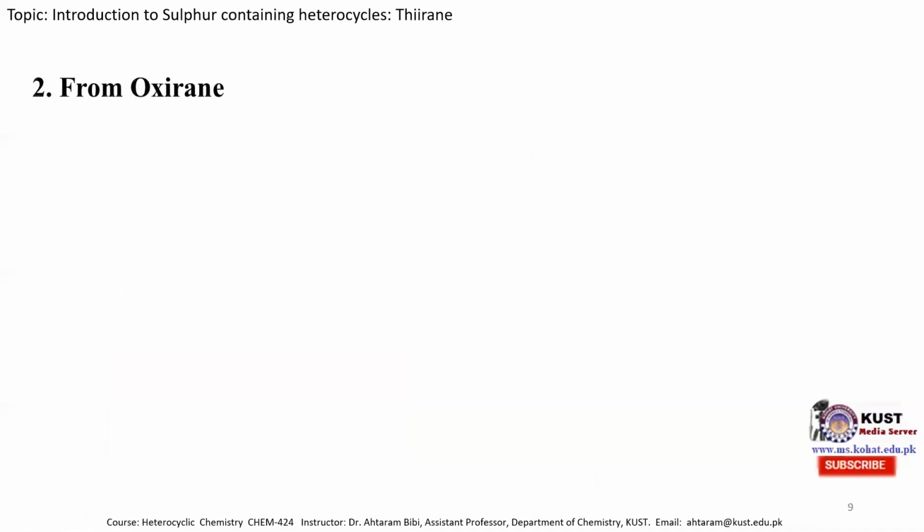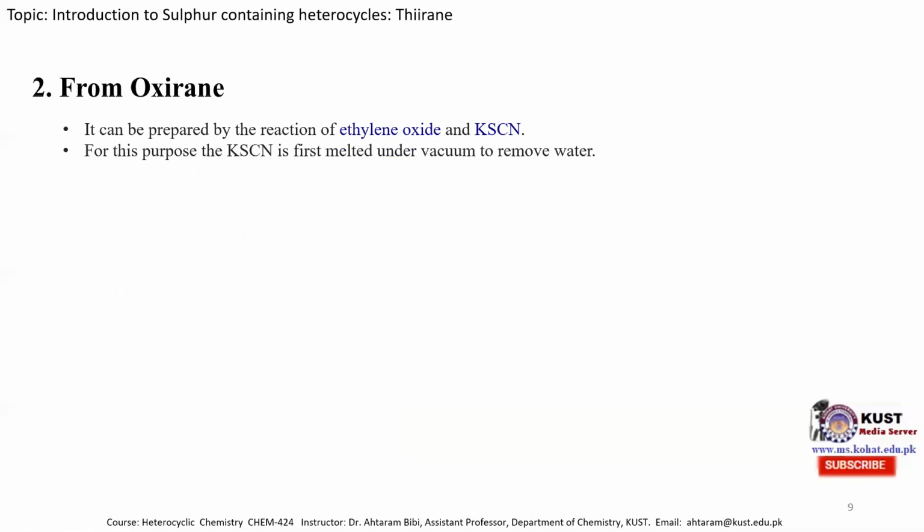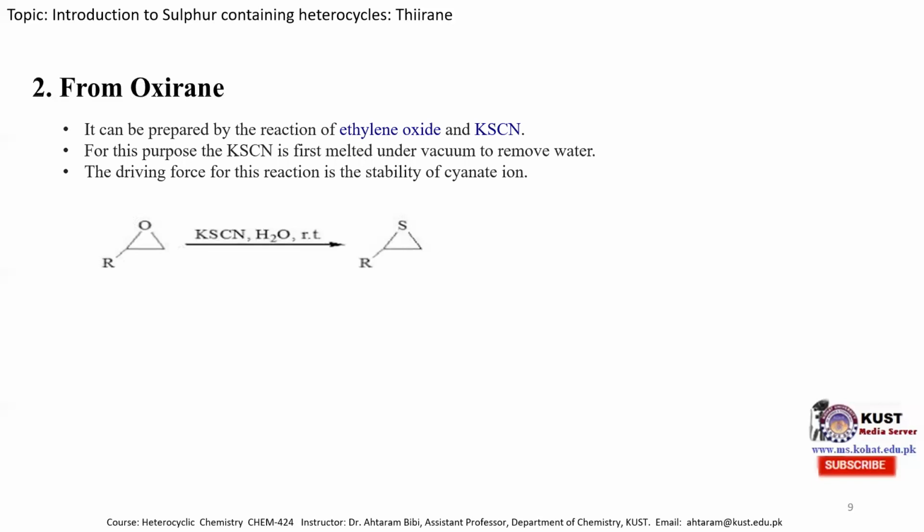Second method is that we can obtain thyrane molecule from oxirane. And thyrane molecule can be prepared from the reaction of ethylene oxide and potassium thiocyanate. And for this purpose, potassium thiocyanate is first melted under vacuum to remove water. So anhydrous condition is required. And the driving force for this reaction is the stability of cyanide ion. So this is the reaction.